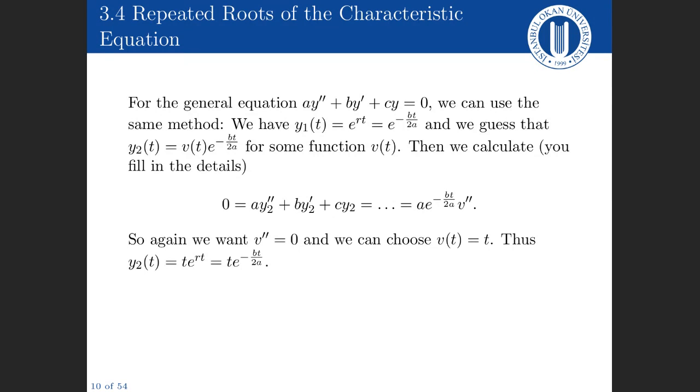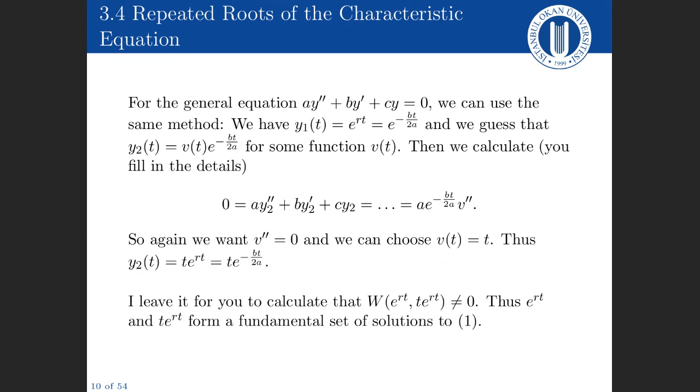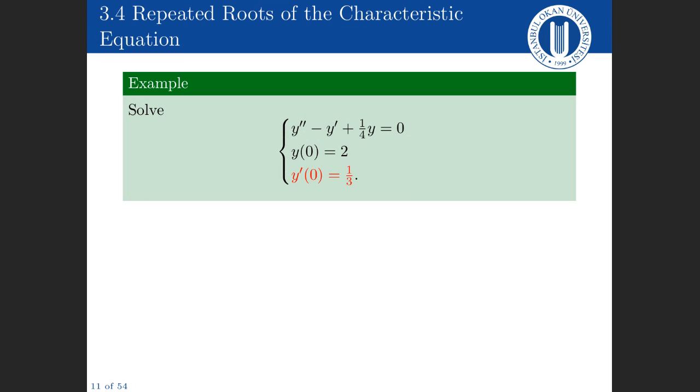So again, we must always have v'' equal to 0. We can choose any function v which satisfies this. So we choose the easiest one. We always have v(t) equal to t. So our second solution is then t e^(rt), or t e^(-bt/2a). I'm going to leave it for you to check that the Wronskian of these two functions is not equal to 0. Therefore, e^(rt) and t e^(rt) form a fundamental set of solutions to the differential equation, and then we can write down the general solution.